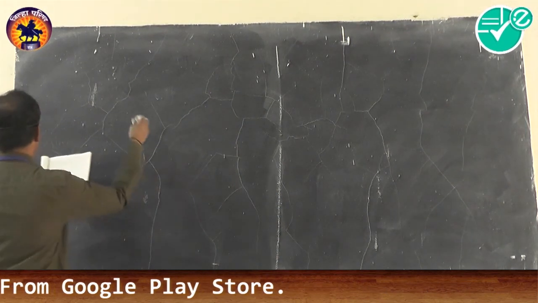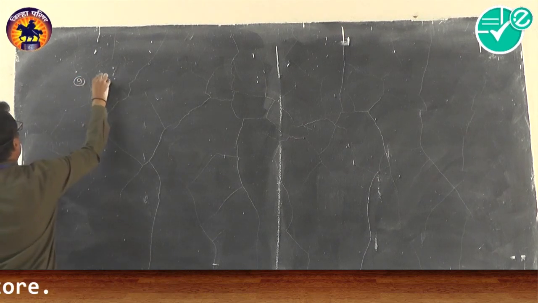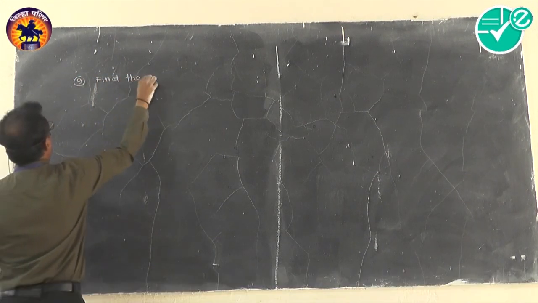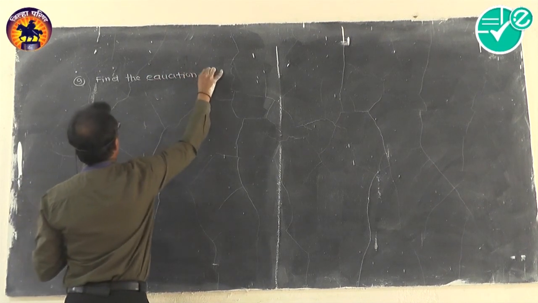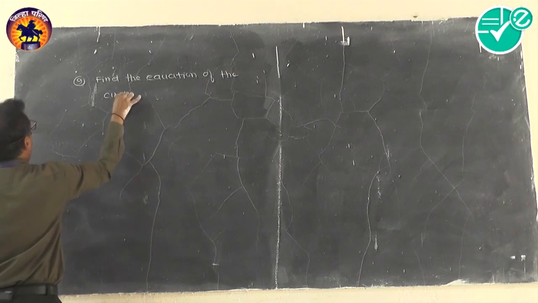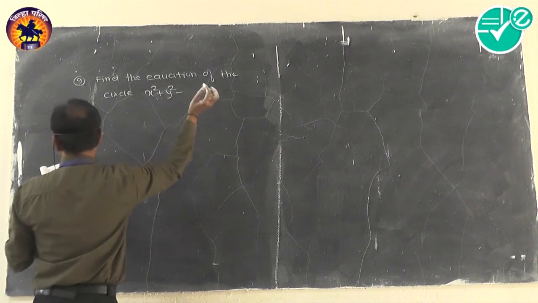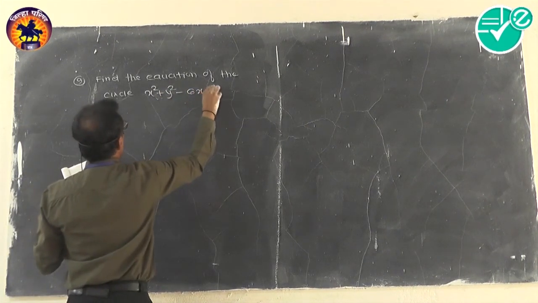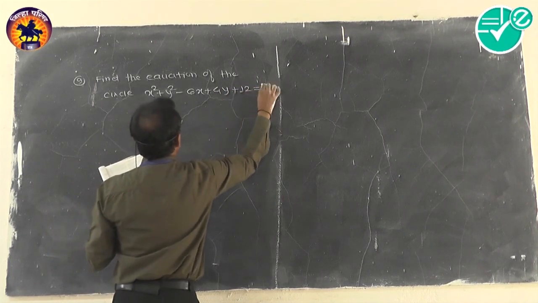Suppose this question is given, question number 9. Find the equation of the circle x square plus y square minus 6x plus 4y plus 12 is equal to 0.